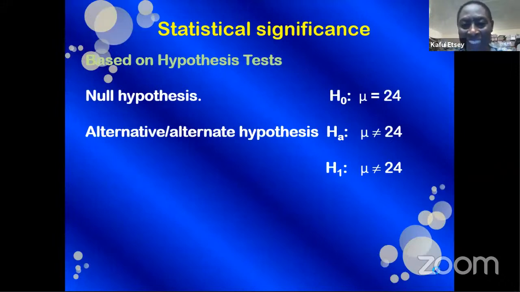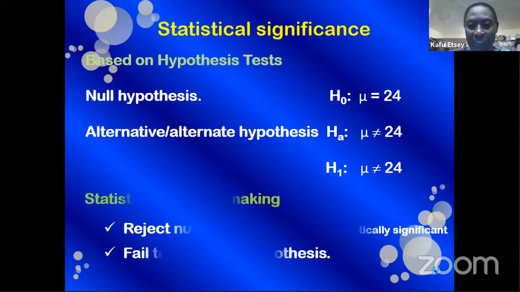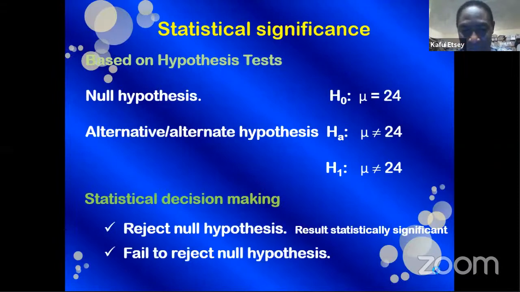So you collect data and you test the null hypothesis. After testing the null hypothesis, you take a decision. There are two decisions. Number one, you reject the null hypothesis. When the null hypothesis is rejected, we say the result is statistically significant.